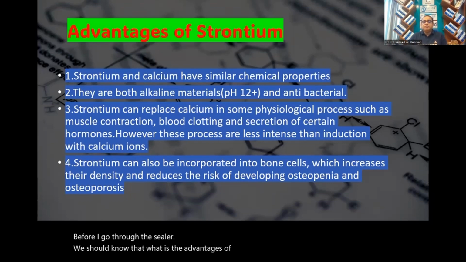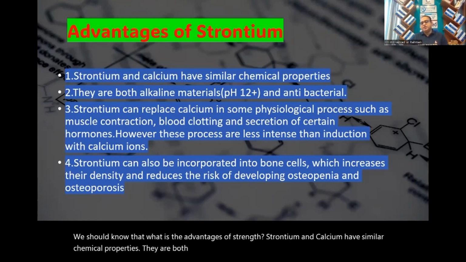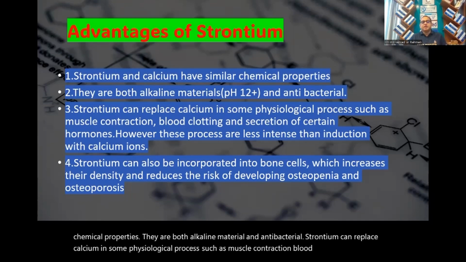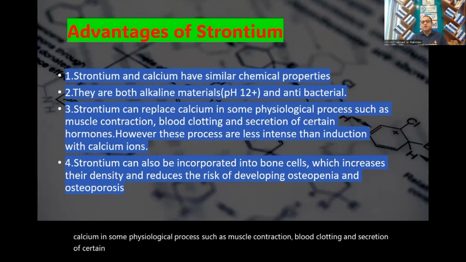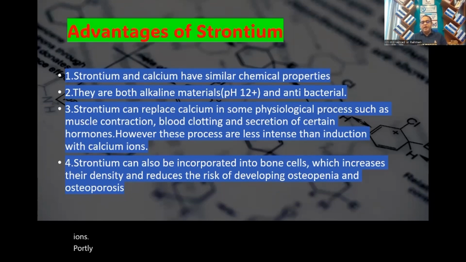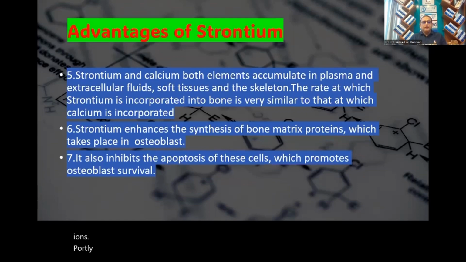Strontium and calcium have similar chemical properties. They are both alkaline material and antibacterial. Strontium can replace calcium in some physiological processes, such as muscle contraction, blood clotting, and secretion of certain hormones. However, these processes are less intense than induction with calcium ions. Fourthly, strontium can also be incorporated into bone cells, which increases their density and reduces the risk of developing osteopenia and osteoporosis.